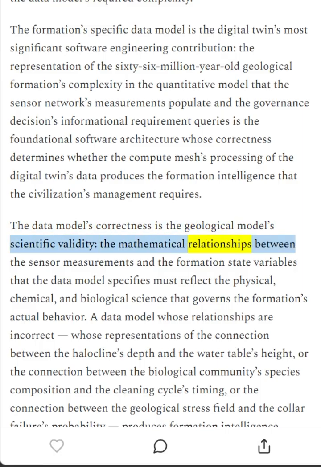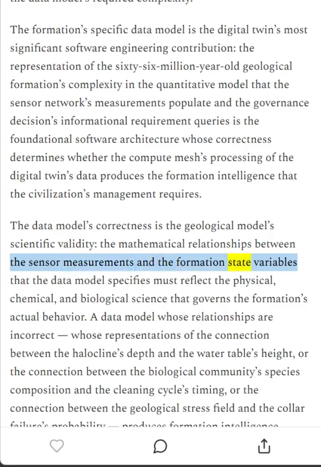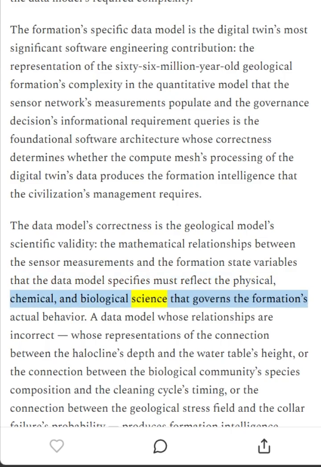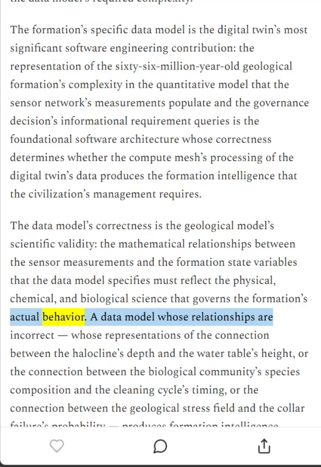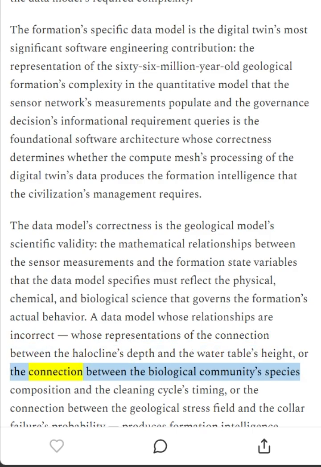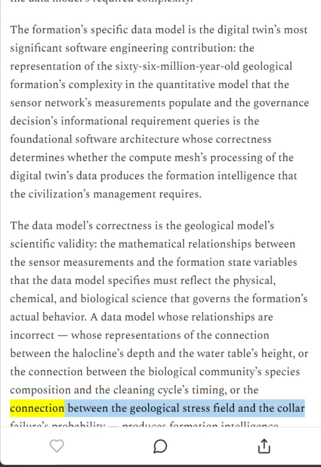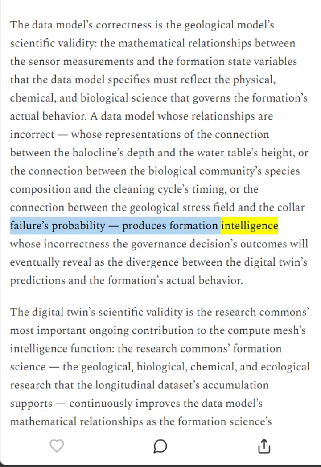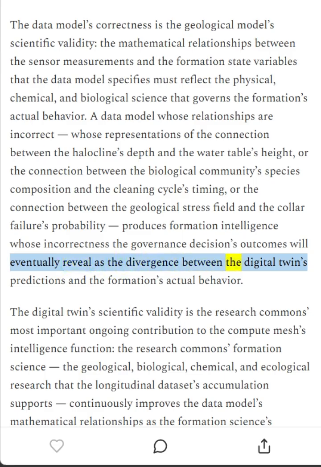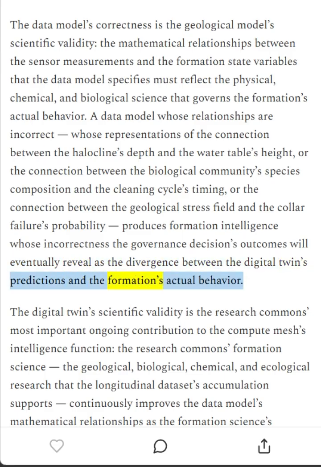The mathematical relationships between the sensor measurements and the formation state variables that the data model specifies must reflect the physical, chemical, and biological science that governs the formation's actual behavior. A data model whose relationships are incorrect, whose representations of the connection between the halocline's depth and the water table's height, or the connection between the biological community's species composition and the cleaning cycle's timing, or the connection between the geological stress field and the collar failure's probability, produces formation intelligence whose incorrectness the governance decision's outcomes will eventually reveal as the divergence between the digital twin's predictions and the formation's actual behavior.